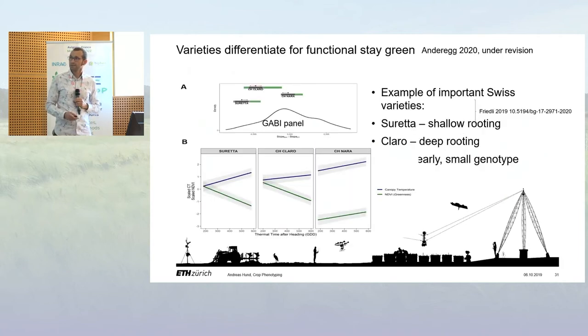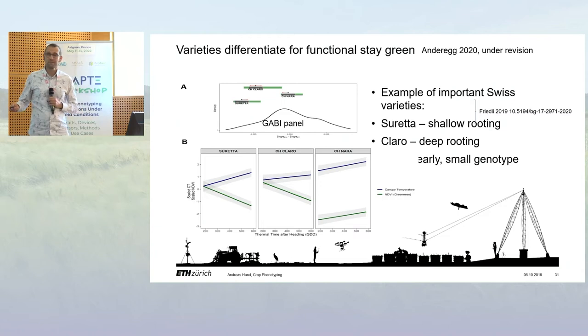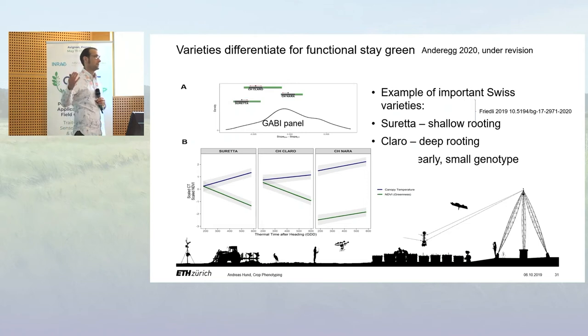We tried to do that actually with some of our genotypes, which we used as checks, and it somehow works. So Soretta, for example, is a variety which has shallow rooting, whereas Claro has deep rooting. And amongst the Swiss genotypes, the two are clearly different, namely that the Soretta has a comparatively strong progress in canopy temperature. You can see there's a third variety, which is very well known in Switzerland, which is a complete mess. It has very low and very high values from the start. So compared to all the other varieties, it has less canopy in the field, being early, and so on and so forth. So we can try to use that information.